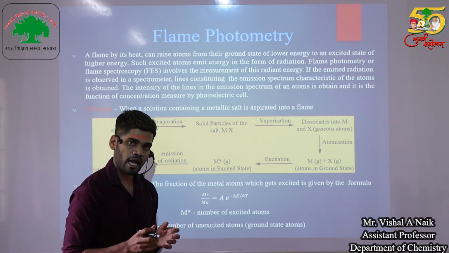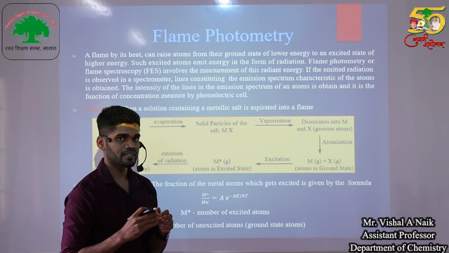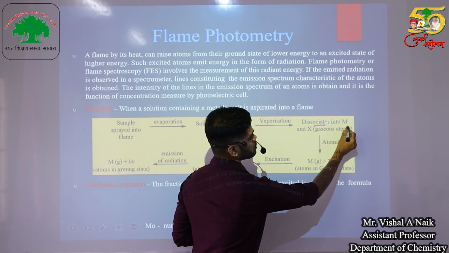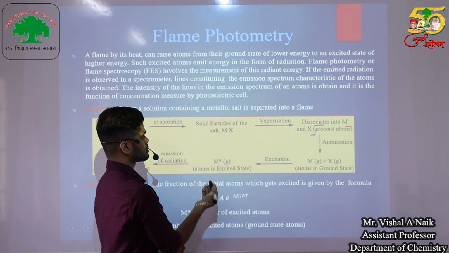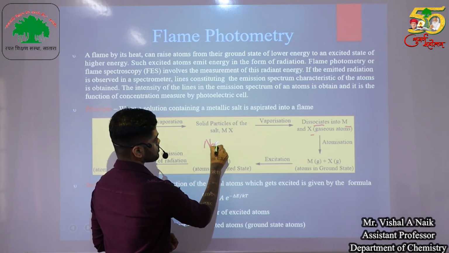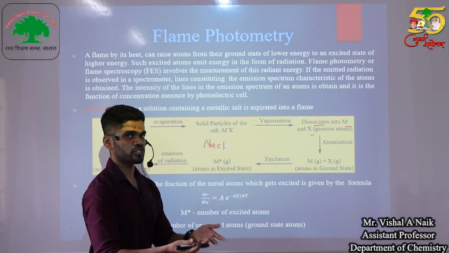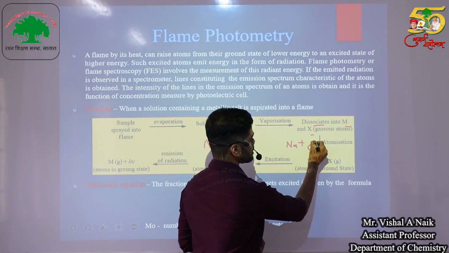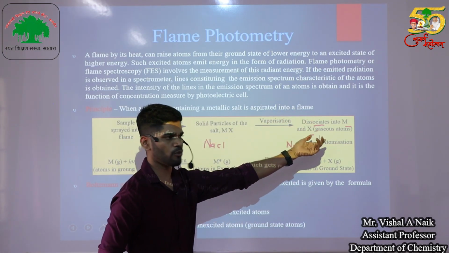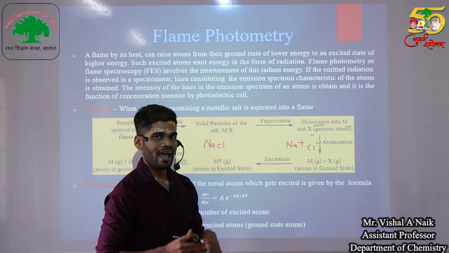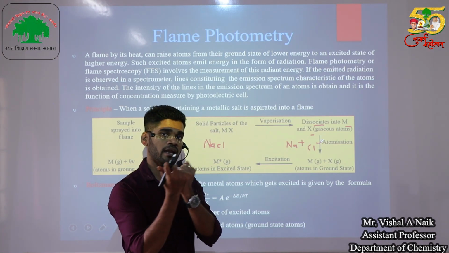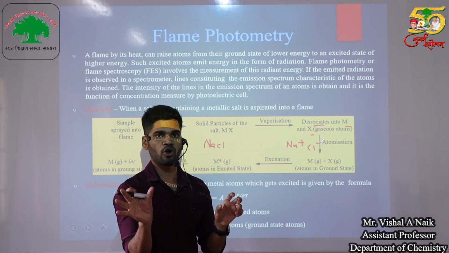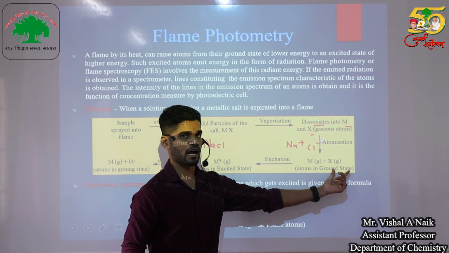Then after absorption of a high amount of energy, the solid vaporizes itself and dissociates into M and X. Suppose this metal salt is NaCl, sodium chloride. When vaporization of sodium chloride takes place, we get Na+ ions and Cl- ions in a dissociated form, that is, in gaseous form. Then atomization takes place by absorbing a higher amount of energy, and the molecule splits into metal and non-metal atoms in a gaseous state. That is the atom in the ground state.